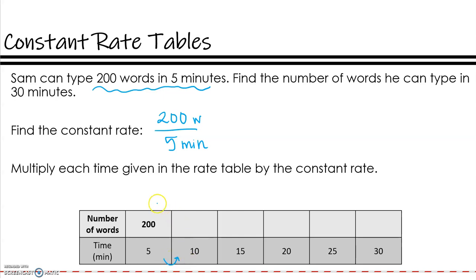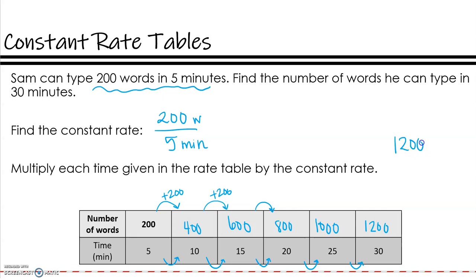Okay, so every 5 minutes, we're going to add 200 words. So I'm adding 5 here, so I'm going to add 200 up here. Adding 5 more minutes, so adding 200 more. My constant rate is for every 5 minutes, I'm adding 200. So that would go up to 800, 5 more, that would go up to 1,000. And finally, 5 more gets me to what I wanted. Remember, I'm adding 200, so 1,200. So Sam can type 1,200 words in 30 minutes. Okay?